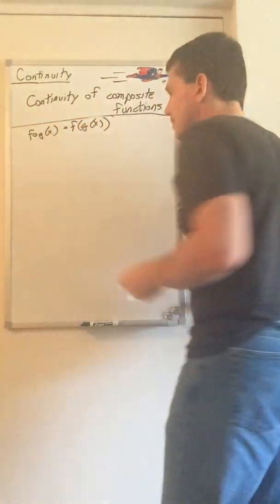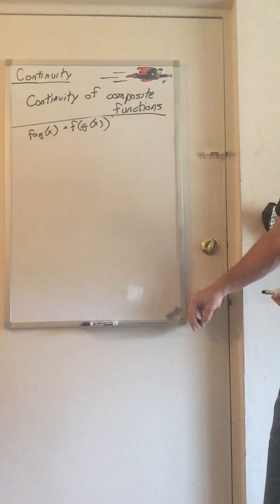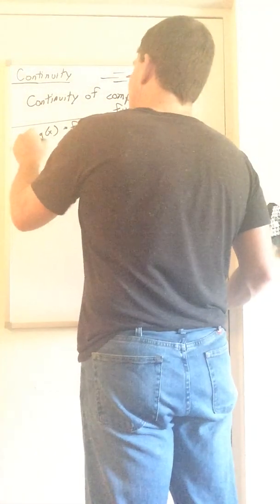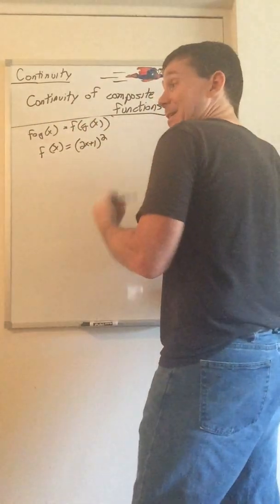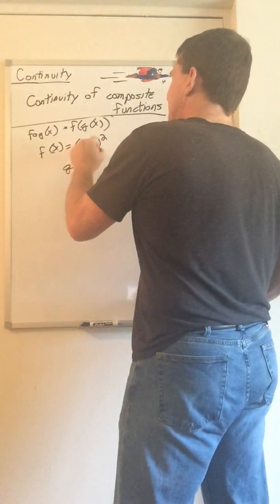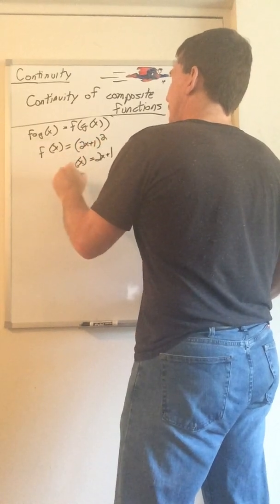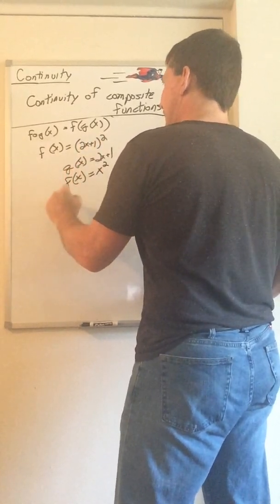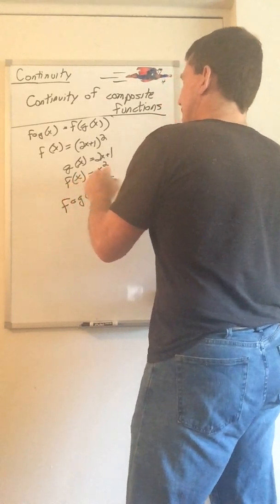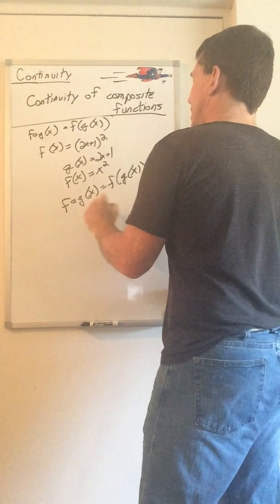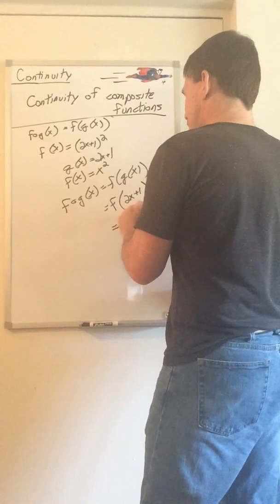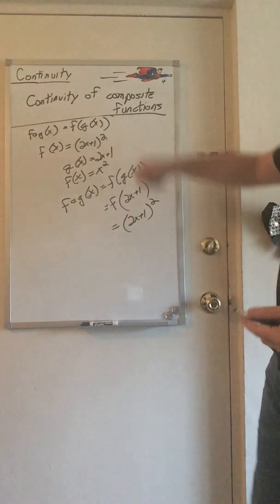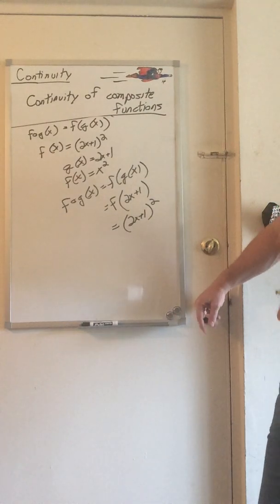You all know this. But as it turns out, a lot of the functions we're going to work with are going to end up being composite functions. Keep in mind, even something like f of x equals 2x plus 1 squared is technically a composite function. g of x is 2x plus 1. f of x is x squared. And then f circle g of x is f of g of x, which is f of 2x plus 1, which is 2x plus 1 squared. So even that basic function is actually a composite function.